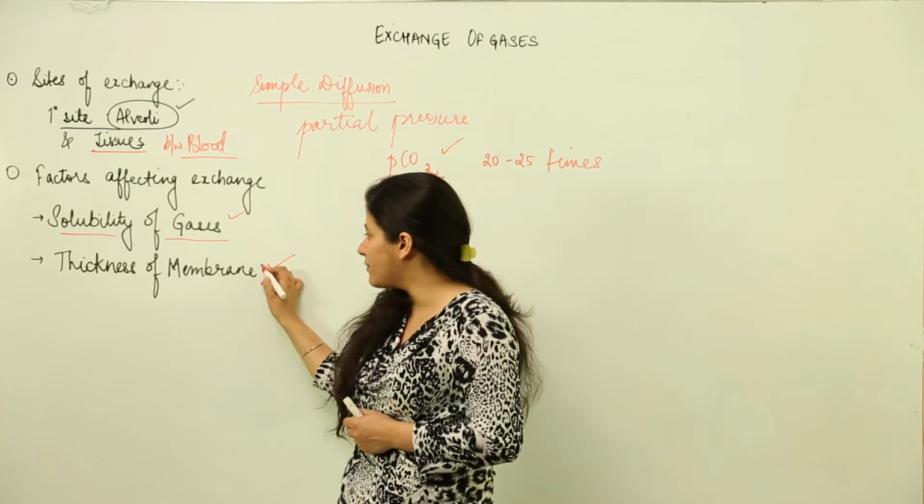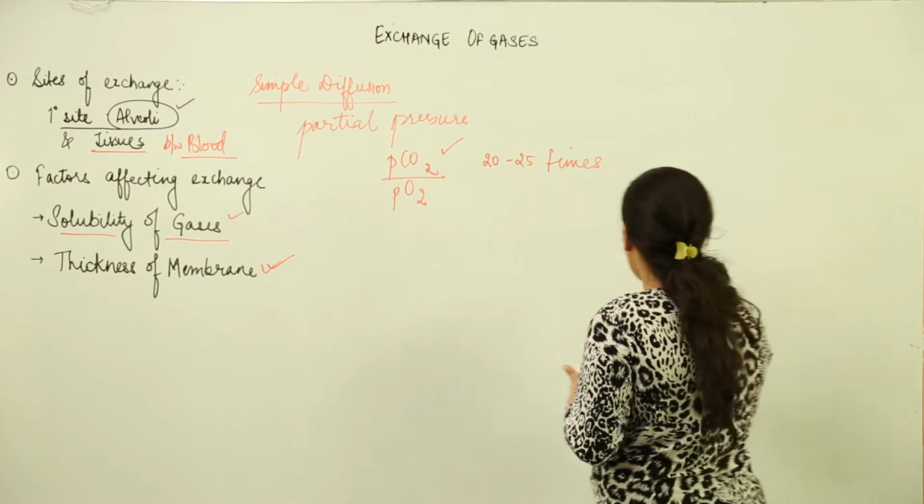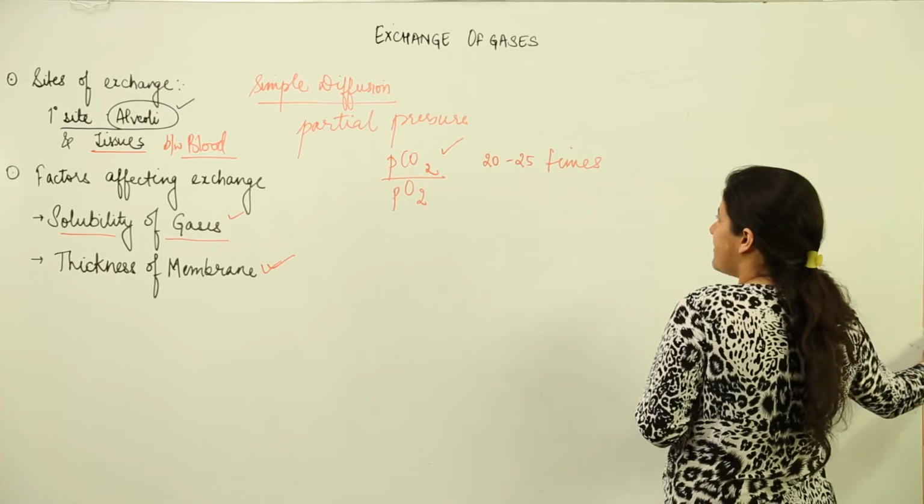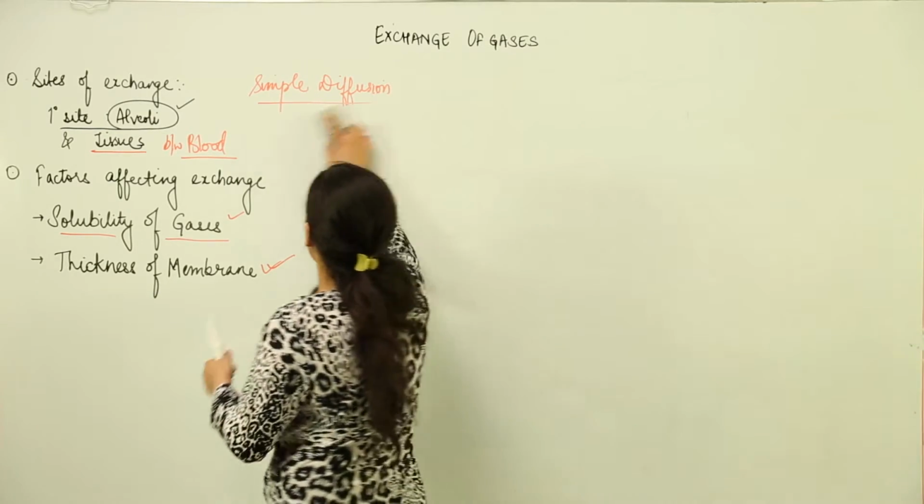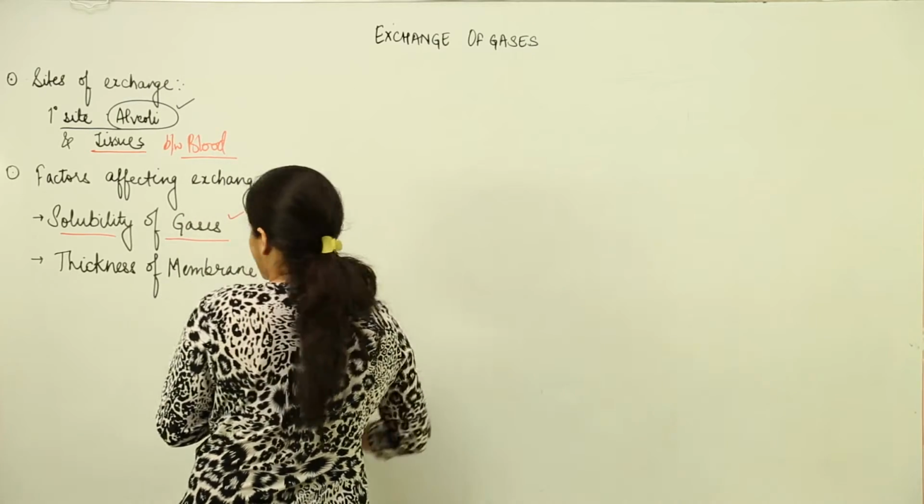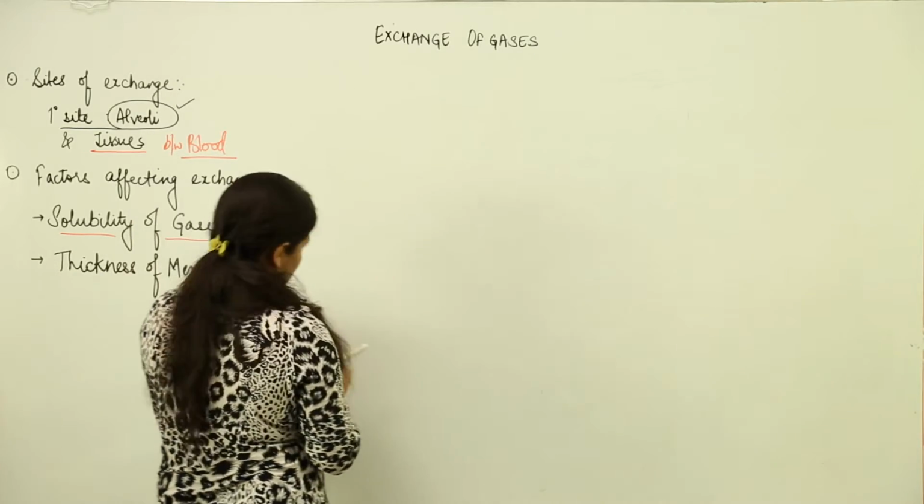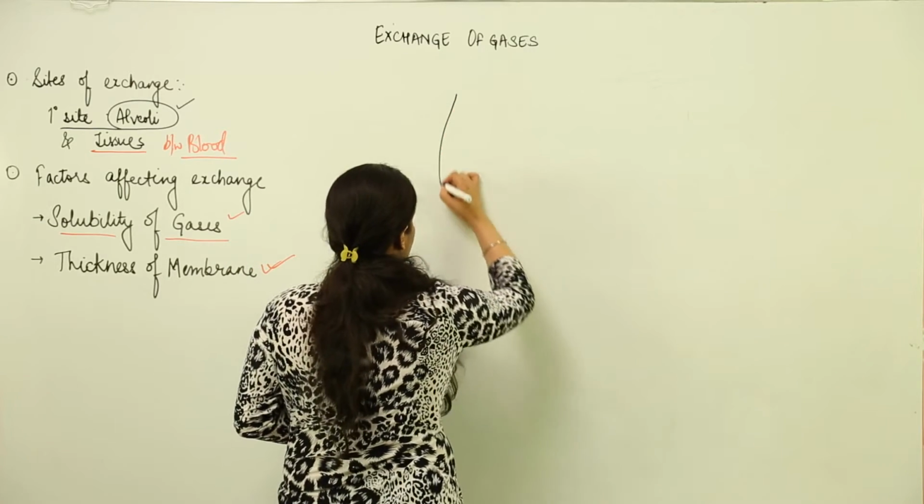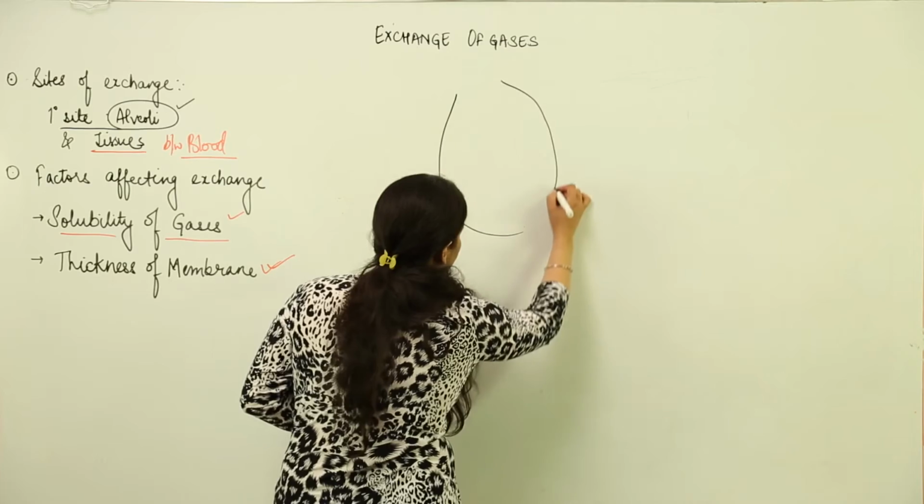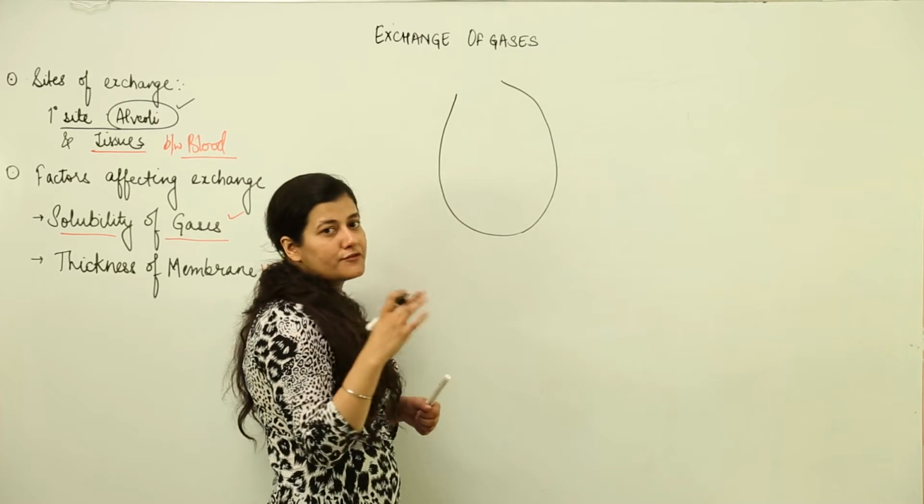And secondly, we talk about the thickness of membranes. Now over here we are going to consider the membranes which are involved in the exchange of gases. Now you know that the primary site that we discussed was alveoli. So let us see what alveoli would be all about. Supposedly this is an alveoli. It is alveolar sac, and you know that it is made up of squamous epithelium.